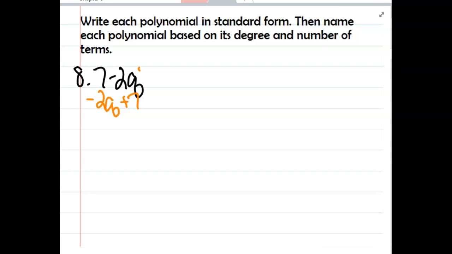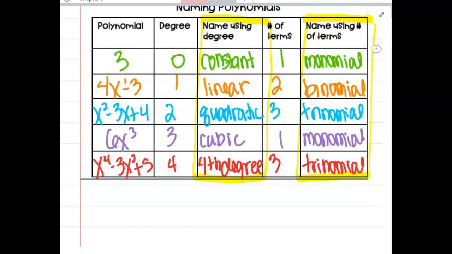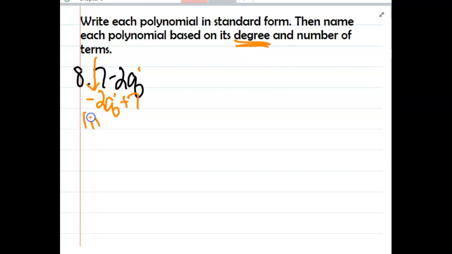Now, I want to name it based on its degree. Remember, for the degree of the polynomial, if it's in standard form, you're just looking at the first term. What did we say the degree of negative 2q is? 1. Now you're going to go back to your chart. If it has a degree of 1, it's linear. So that's the first way that you're going to name it. It is linear.